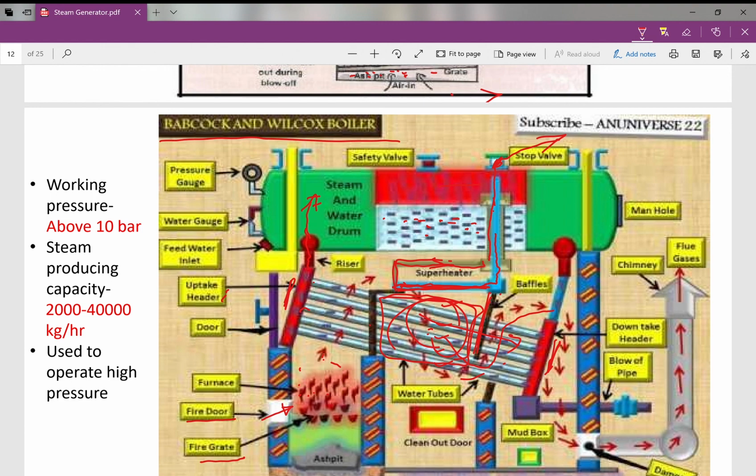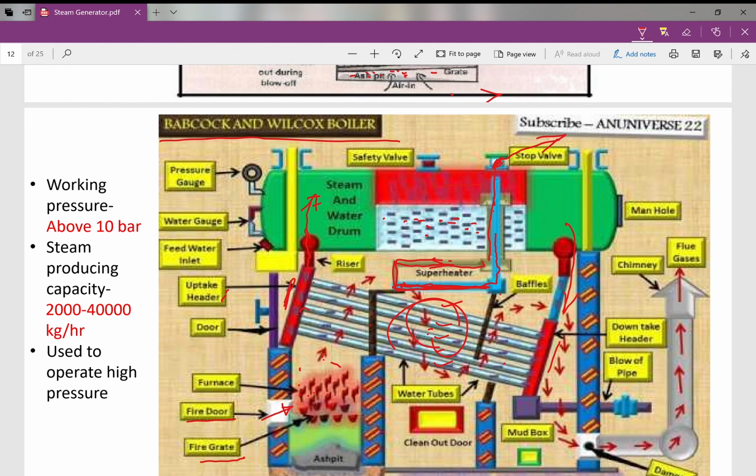Right. Again here there is a stopper. This is your lower header, and here there is a stopper, this one. So hot gases move in this way, supplying heat to this lower header, through which water comes inside from the water drum or steam drum like this.